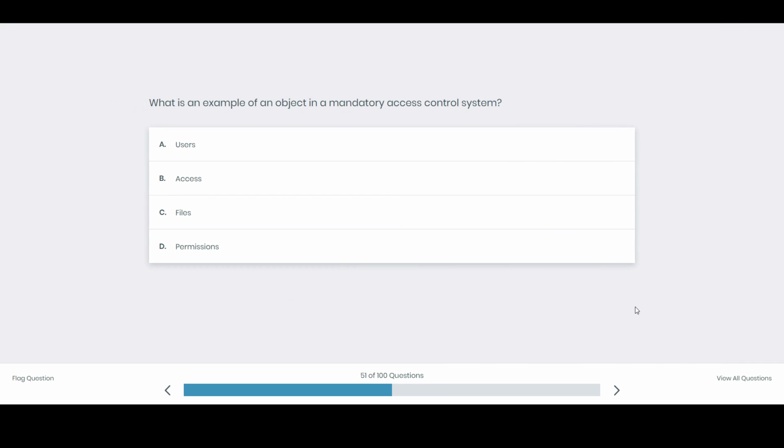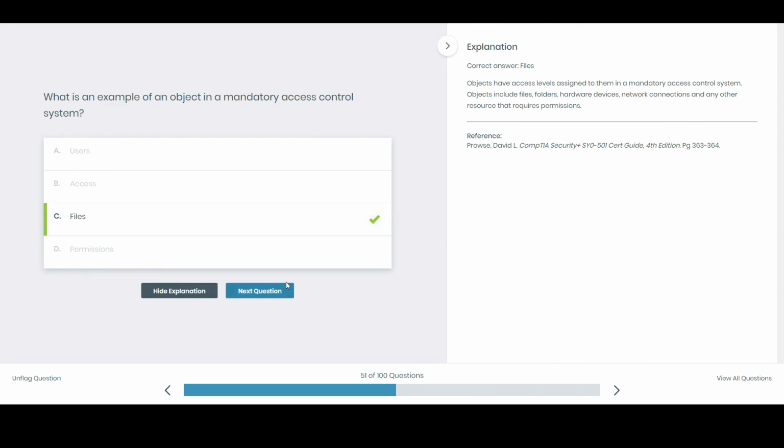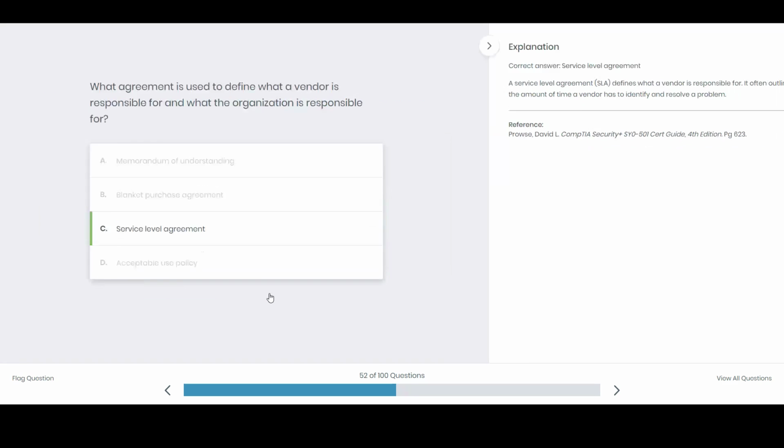Okay, gotcha. What is an example of an object in a mandatory access control system? Oof, what's an example of an object? Not a permission, because you want to control access. Mandatory access: user, but it turns with the object. What is an object? This is a user, this is an object. File is an object. Yeah, see, file is an object in a mandatory access control system.